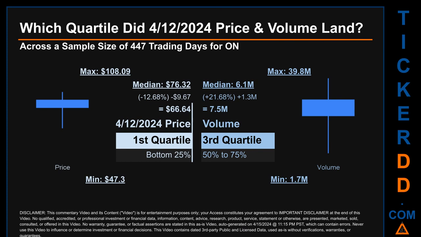Descriptively, ON has a median price of $76.32. Therefore, the 12th of April 2024 price was lower from that middle marker by 12.68%. The day's volume of 7.5 million was more than the median by 21.68%.